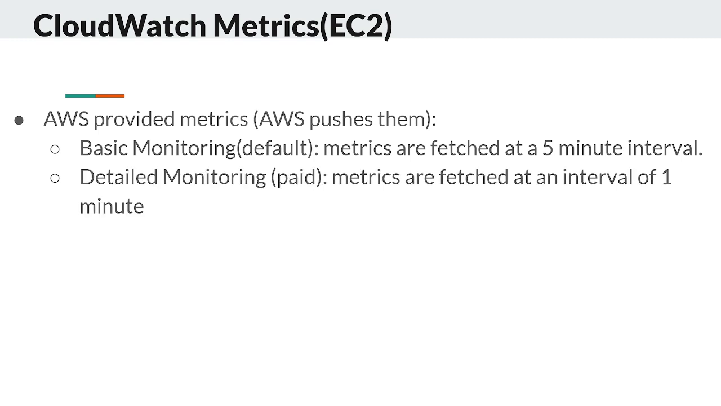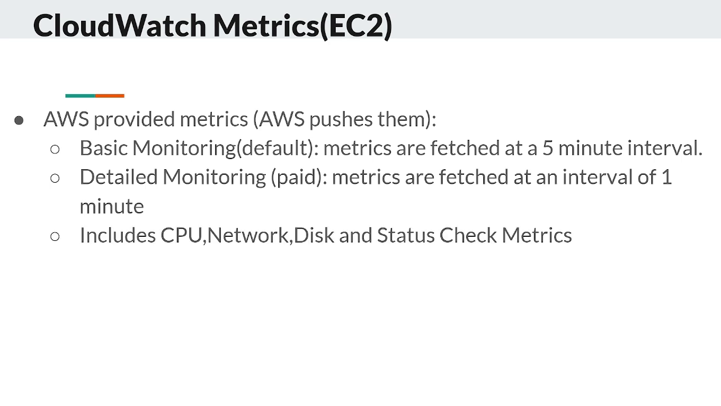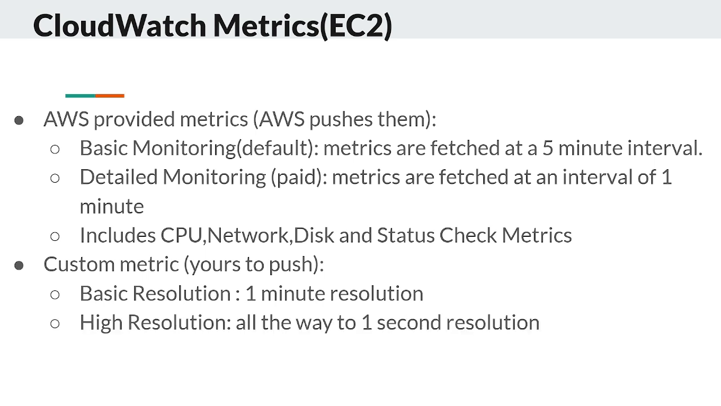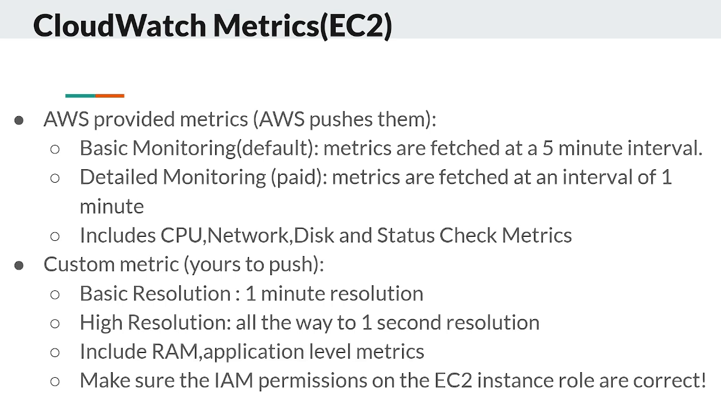Now detailed monitoring is a bit paid, and metrics are fetched at an interval of 1 minute. It includes CPU, network, disk, and status check metrics. Just remember these four are very important from the exam point of view. Custom metrics, you can push them, and basic resolution is 1 minute, and if you want high resolution then you can go to 1 second resolution also. It includes RAM and application level metrics. Make sure that the IAM permission of the EC2 role is given correctly.